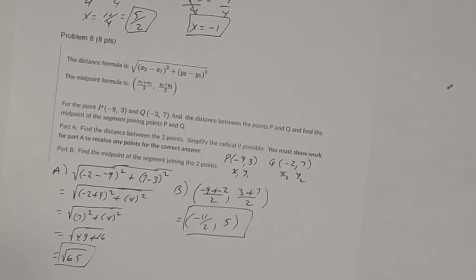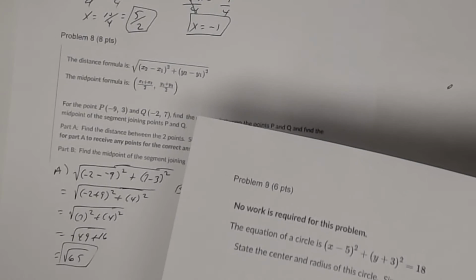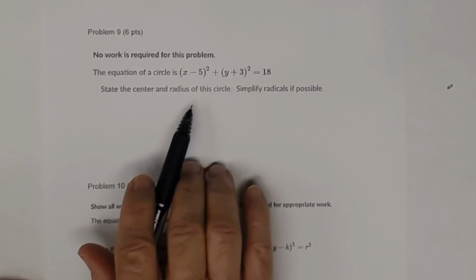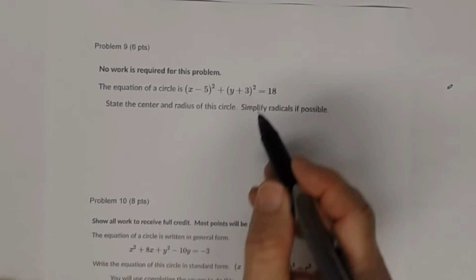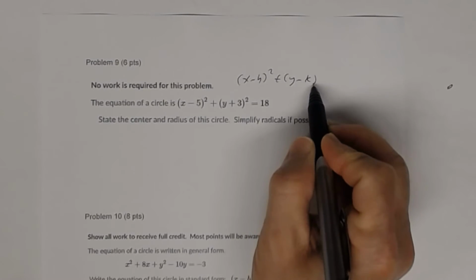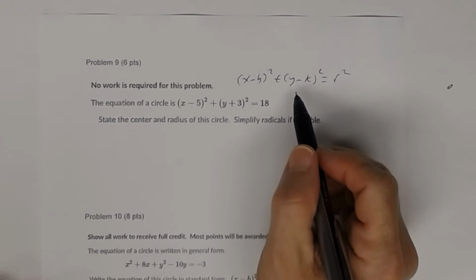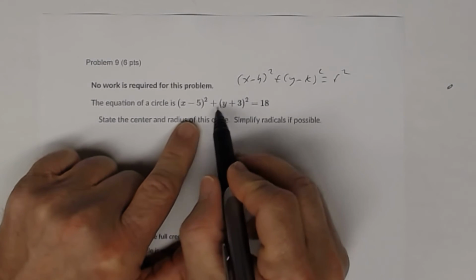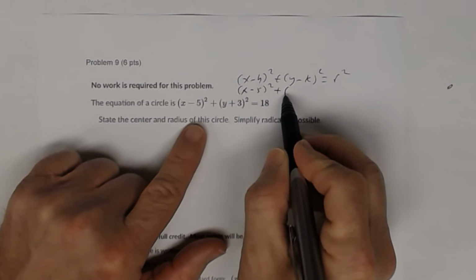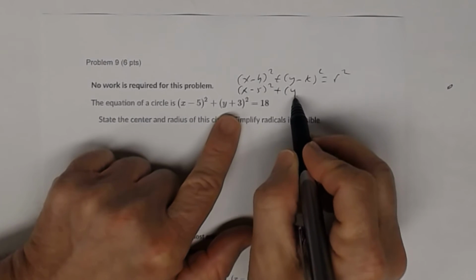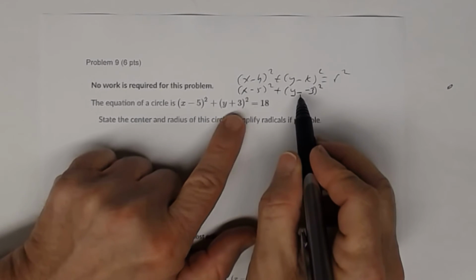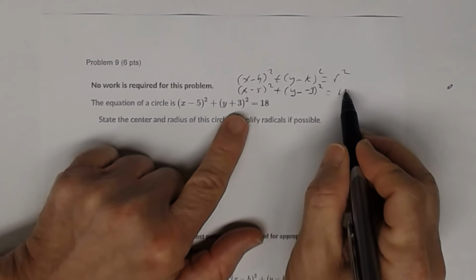In number 9, that was an easy one as well. So you're given the circle, and you want to find the center and radius. So remember, the standard form is x minus h squared plus y minus k squared equals r squared. And so if I rewrite this right under here, this becomes x minus 5 squared plus, and then right here, this y plus 3 becomes y minus a negative 3 squared. Remember, y minus negative 3 is the same thing as y plus 3, equal, and then 18.